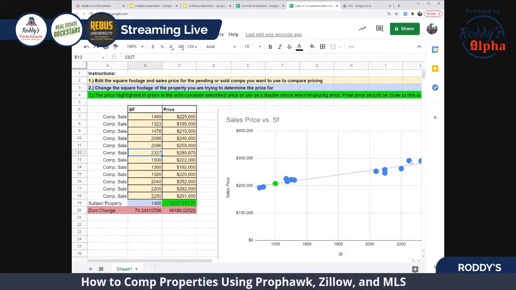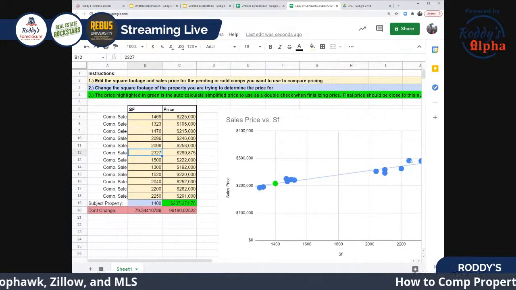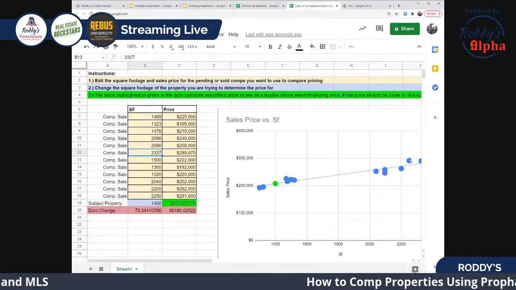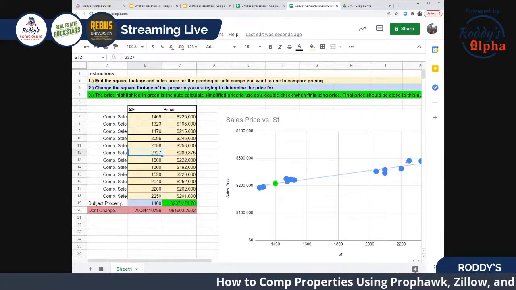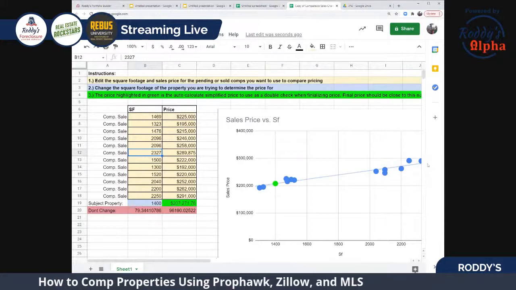Why would a house be above the line? Why would a house be below the line? A house might be above the line if it has a pool, if it has stainless appliances, if it has a big yard, if it's across the street from a park, something that makes it better than the average house. So the average houses are going to be along this trend line.